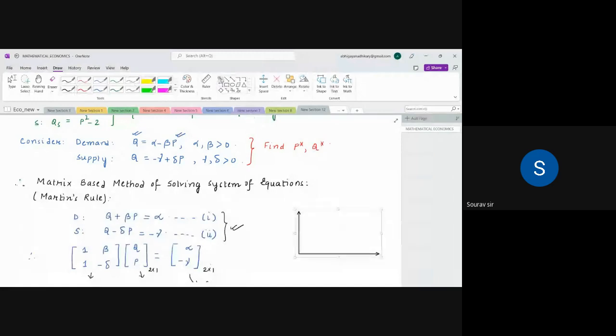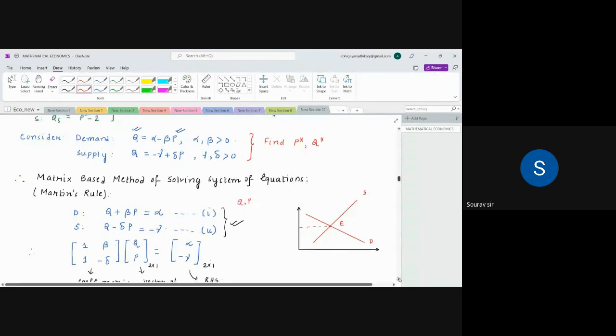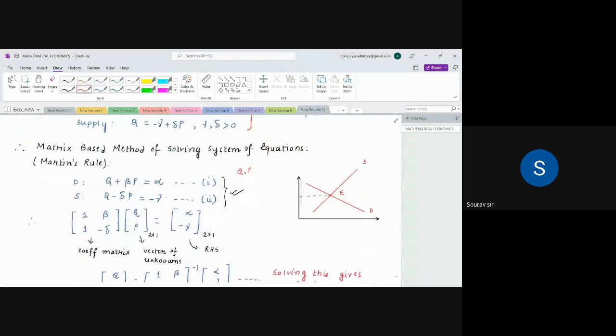So this is basically your demand and this is your supply. This is your demand curve, this is your supply curve. This is the equilibrium that we write. And when you're solving the system of equations, this is essentially the point that we're looking at. So this is the set of equations that we are trying to solve for. What are my two unknowns? Q and P. So what we try to do is write the system of equations in matrix form. And how do we write that?